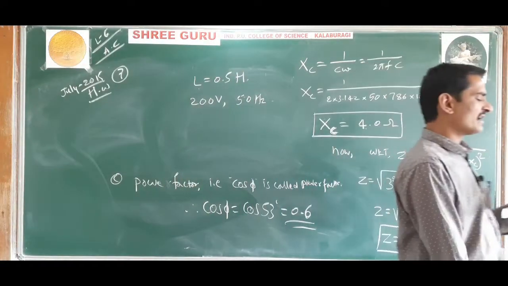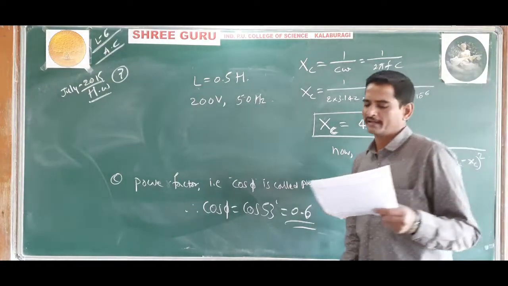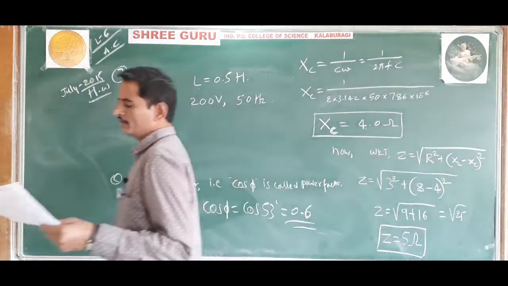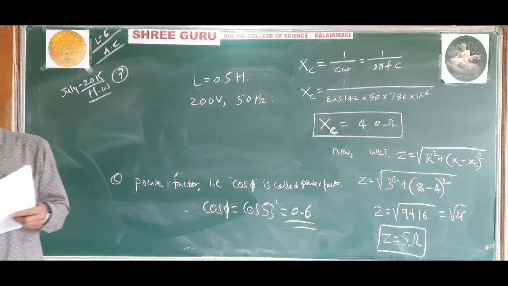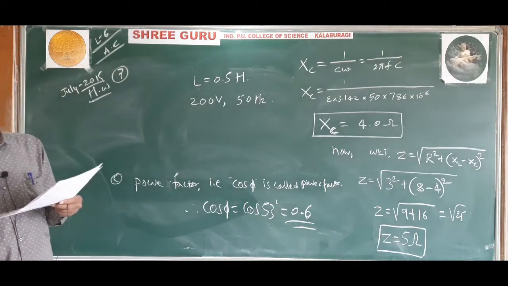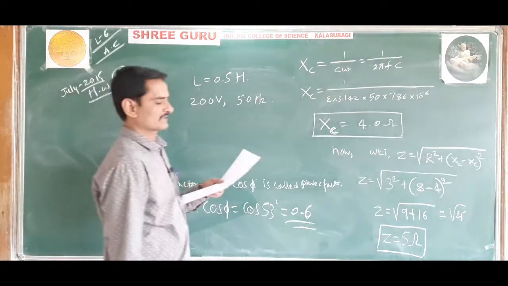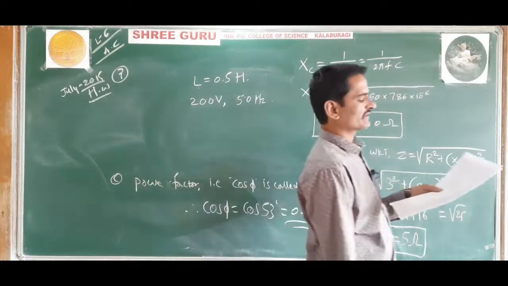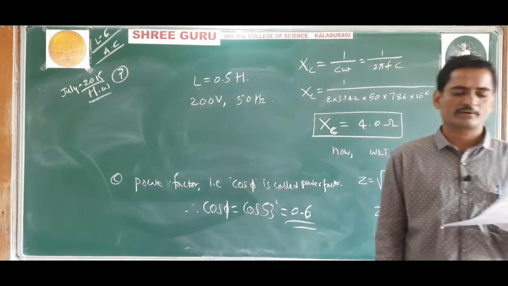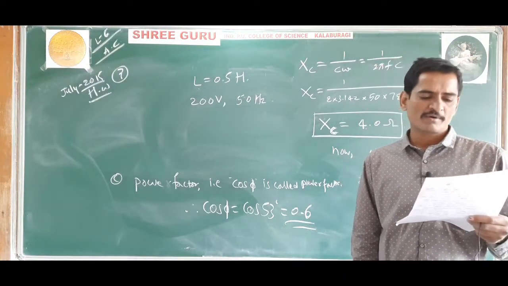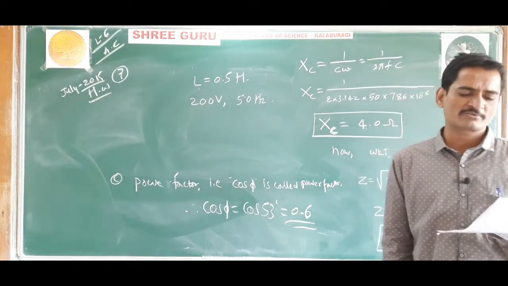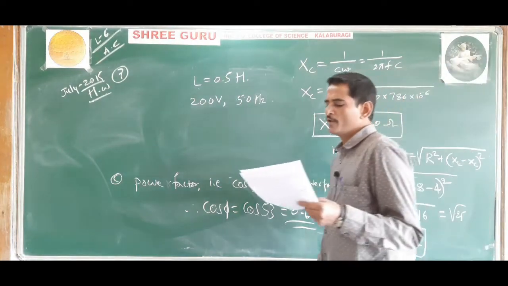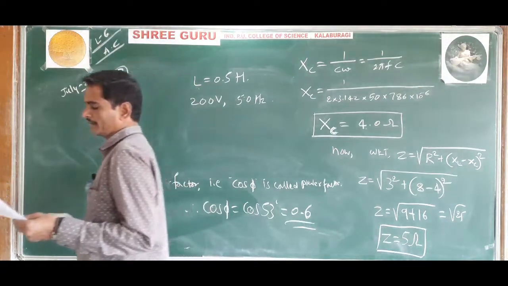In the circuit, current is ahead of the voltage by 30 degrees. Find the value of the capacitance.